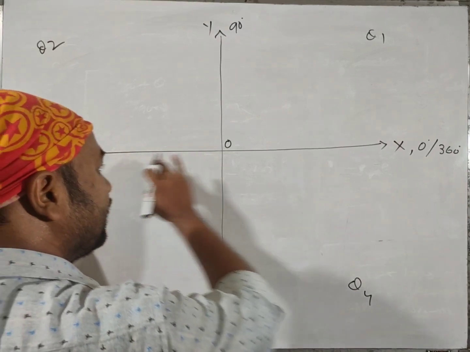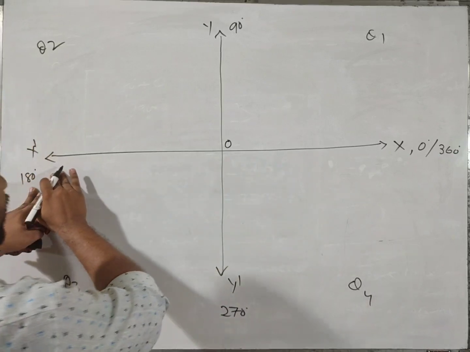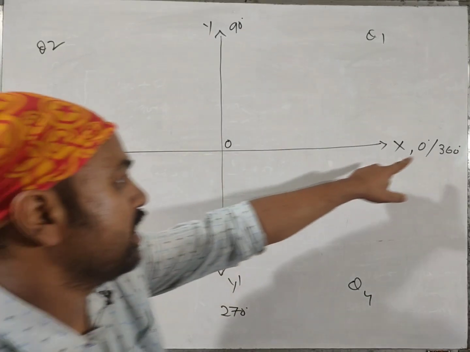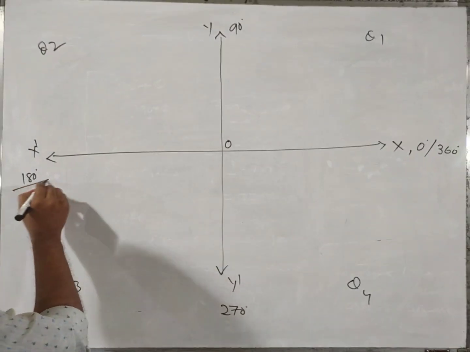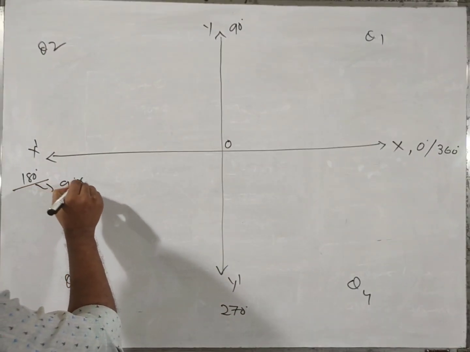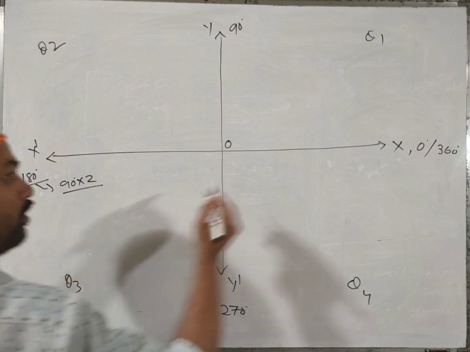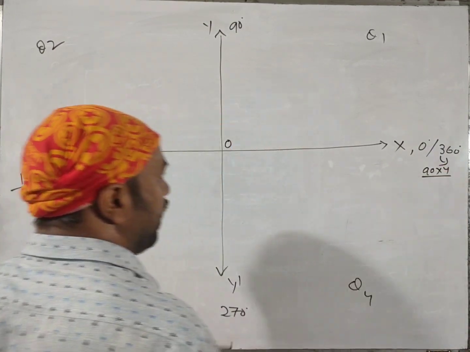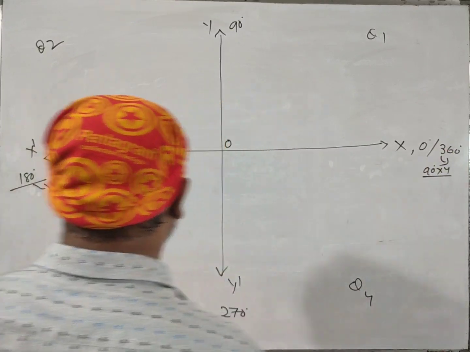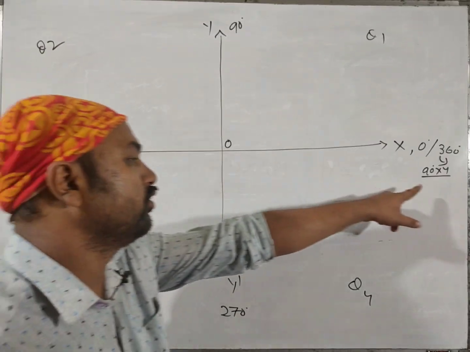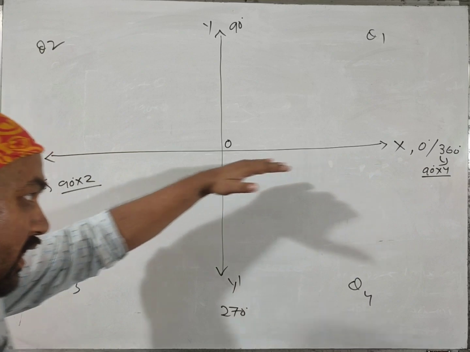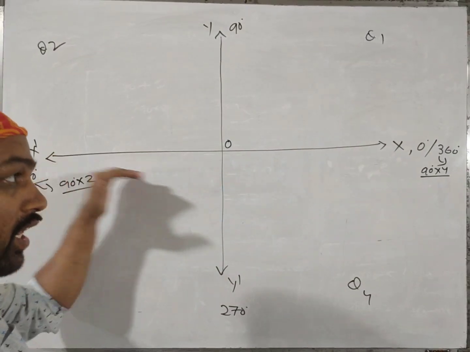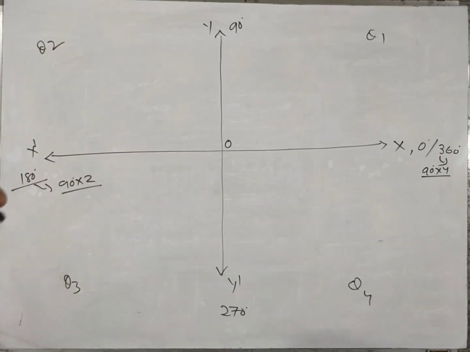The x-axis is related to the even multiples of 90 degree. You can see that there is 180 degree and there is 360 degree. 180 degree is 90 degree multiplied by 2, and 360 degree is expressed in the form of 90 degree into 4. So these are the even multiples of 90 degree. So the x-axis belongs to the even multiples of 90 degree, and here rule number 2 is applied.